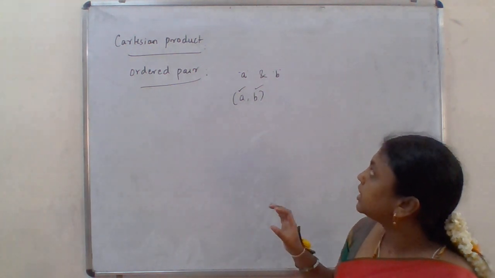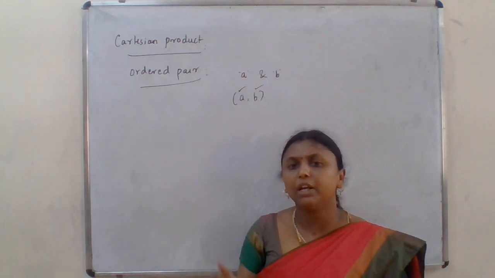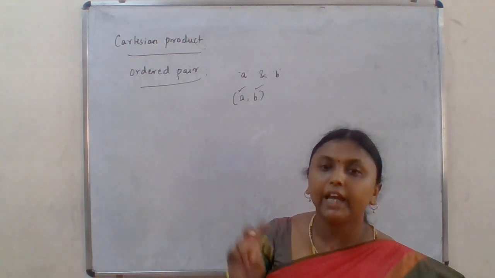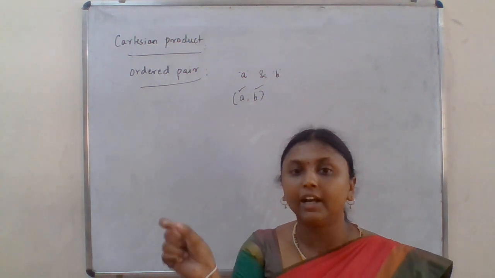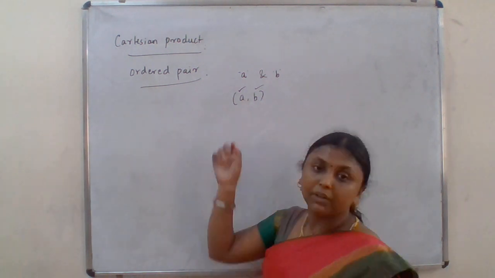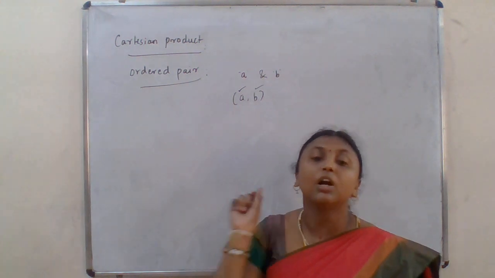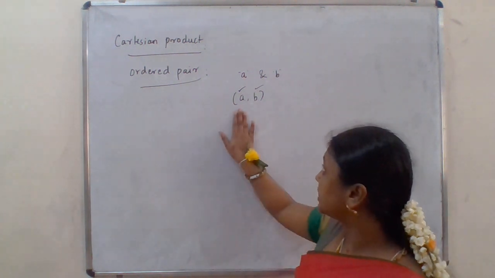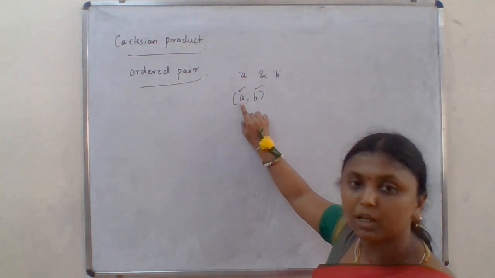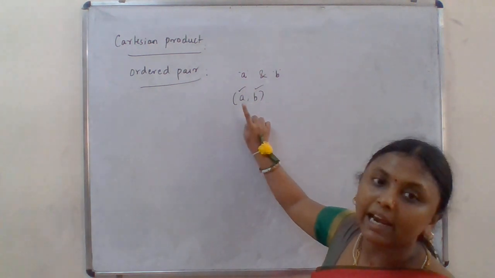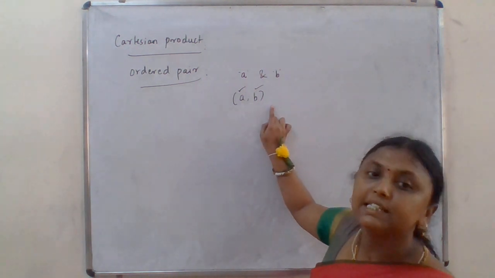So ordered pair means what? Any two elements, a and b, listed in an order and written in between simple brackets, that is called your ordered pair. This is your first element and this is your second element. a is the first element and b is the second element.